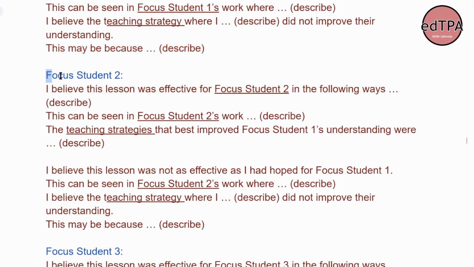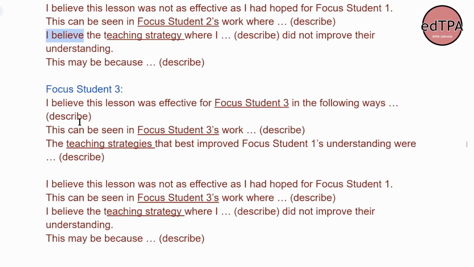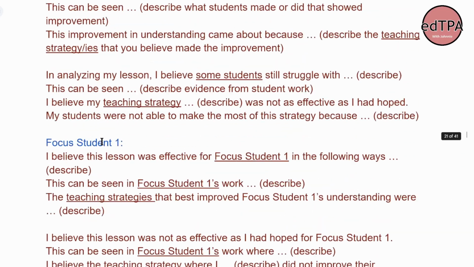So you want to continue with Focus Student 2, what was effective, what was not as effective, and you want to give rationale. For Focus Student 3, what was effective, what was not as effective, and you want to give rationale as well. And you want to give attention to change too.